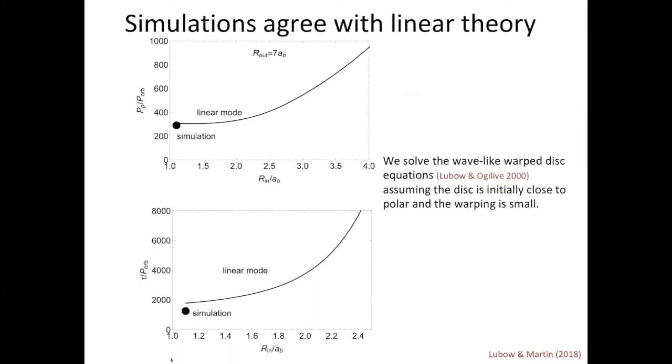We can also solve the wave-like warped disk equations and find that the simulations agree well with linear theory. The upper plot here shows the precession period as a function of the disk inner radius, as predicted by linear theory. And the black dot shows the hydrodynamical simulation. And the lower panel shows the tilt decay timescale, meaning the timescale on which the disk moves towards polar alignment. And again, we find good agreement.